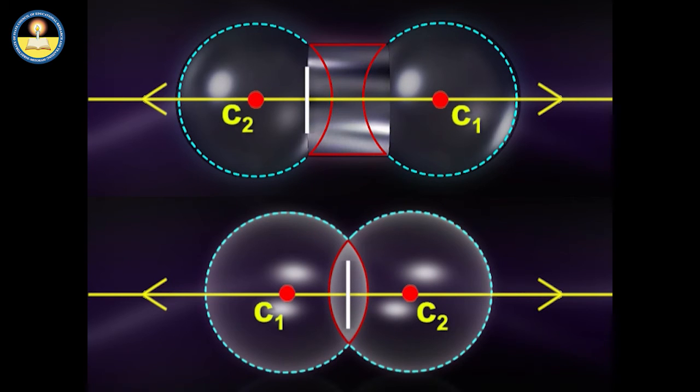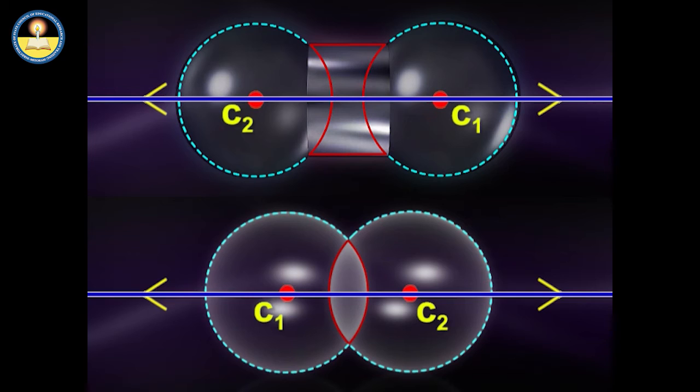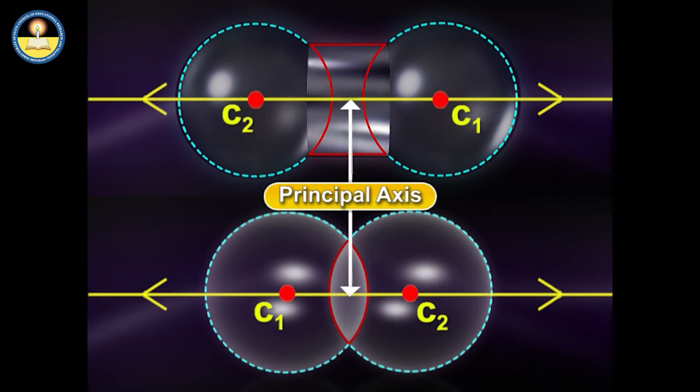The length of the straight line joining the points of extremities of a spherical lens is called its aperture or the size of the lens. It is also called effective diameter of the lens. A line that passes from the centers of curvature of the two surfaces of a lens is called the principal axis.